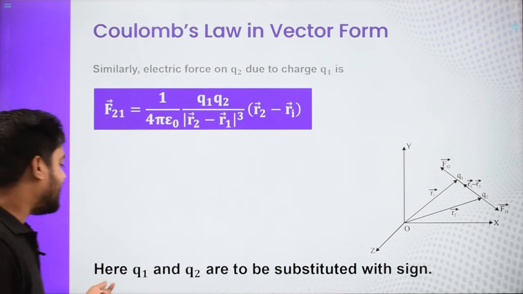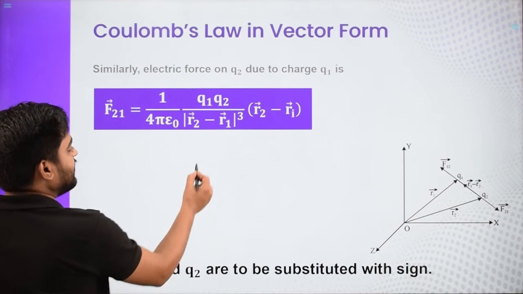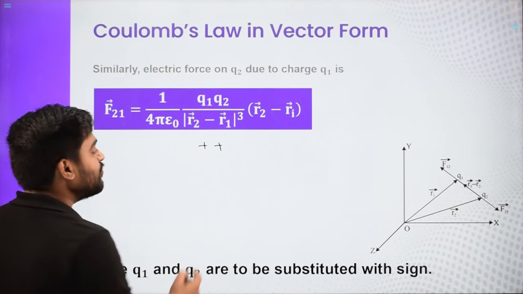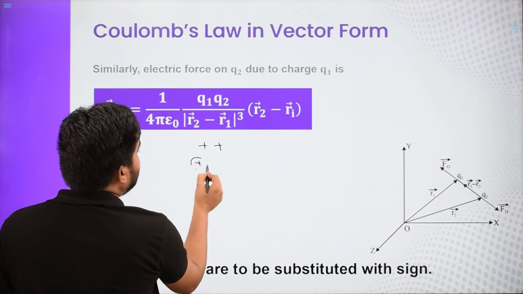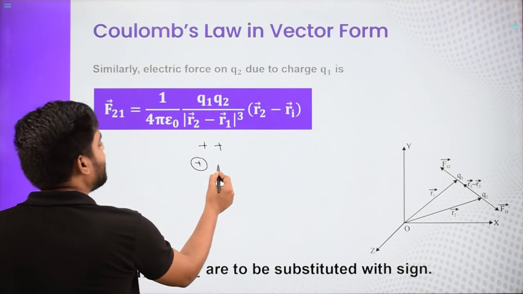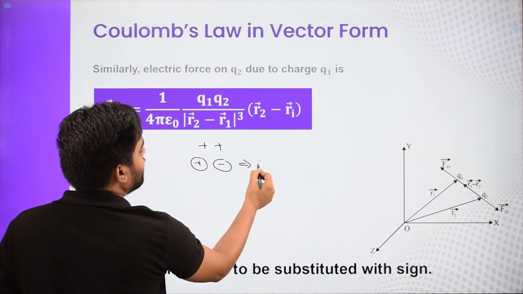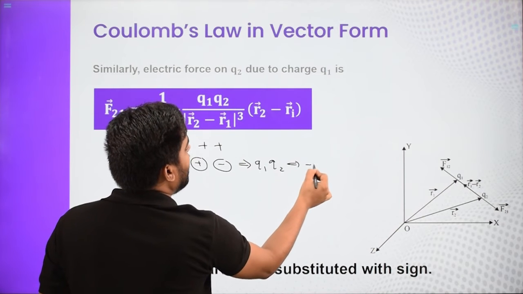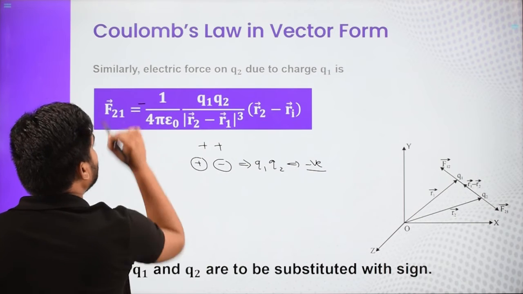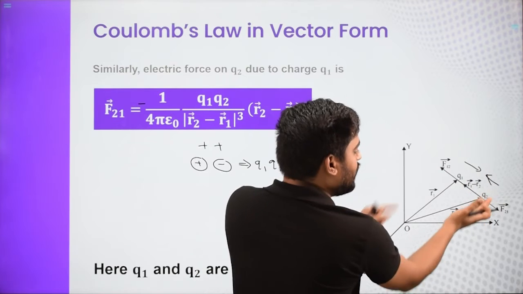Here, Q1 and Q2 need to be kept with sign. We already assumed that they are positive. So suppose both the charges are positive, they are like charges, their product will be positive and hence the direction will automatically be the same as what we have assumed. What if one charge is positive and the other is negative? Then the product Q1 into Q2 is going to be negative, since they are of opposite sign. This negative will also be included, which will automatically reverse the direction of F21 and F12. So it will be proper.